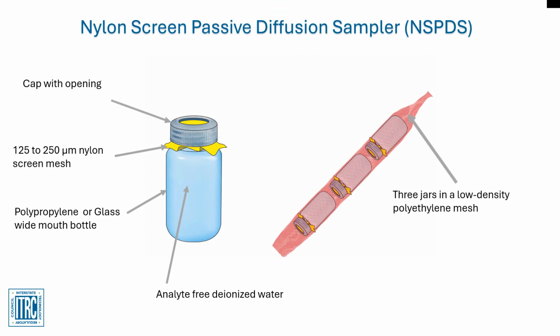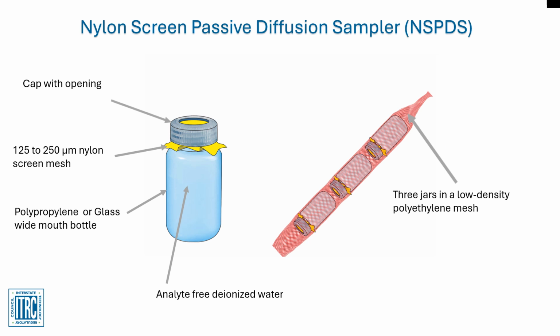A fully assembled NSPDS is not commercially available, but the individual materials can be purchased, and the device can be constructed by the user. The main parts of the NSPDS are a wide-mouth bottle constructed of polypropylene or glass, filled with analyte-free deionized water, a 125 to 250 micrometer nylon screen mesh, and a bottle cap with opening. The required sample volume and target chemicals will impact the bottle material, volume of the bottle, and the pore size of the nylon screen mesh.